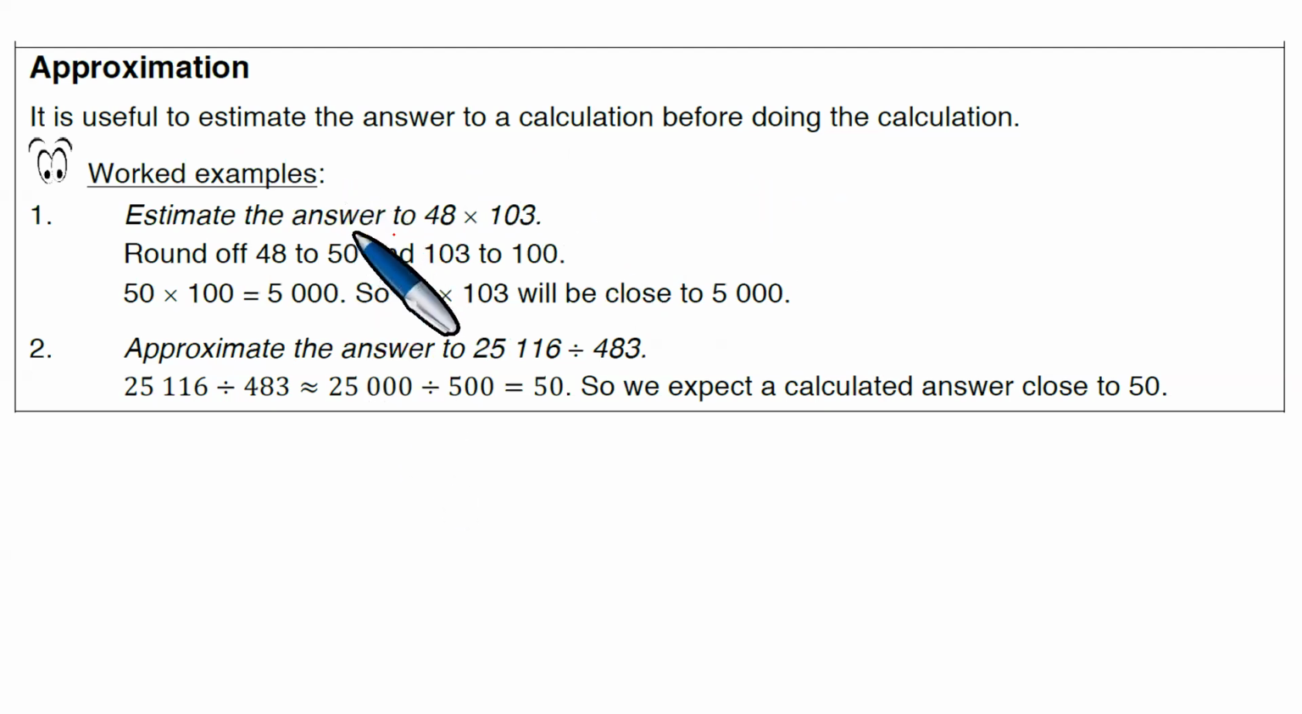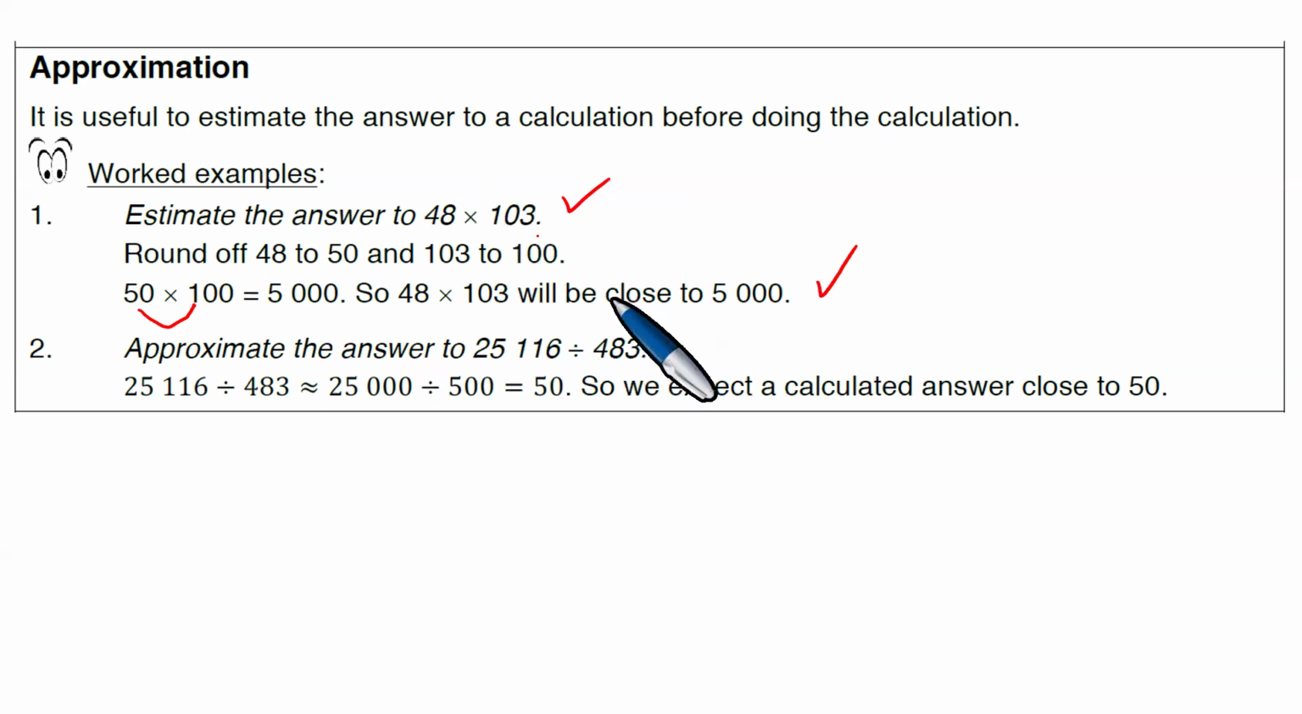Worked examples. Estimate the answer to 48 by 103. Round off 48 to 50 and 103 to 100, and then you multiply 50 by 100. Multiplying 50 by 100 is the same as multiplying 5 by 1, and then you have 3 zeros. So 50 by 100 gives us 5,000. So 48 times 103 will be close to 5,000.